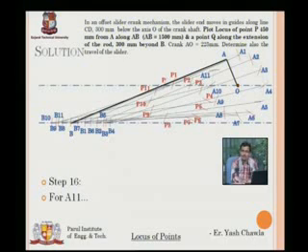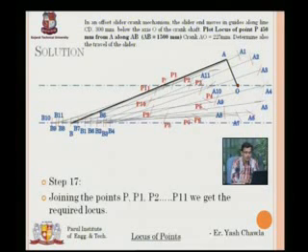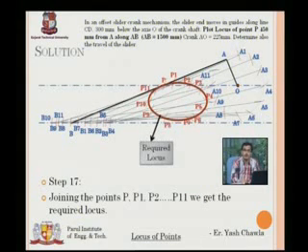So again I'll draw a smooth curve which passes through all the points from P1 to P11. Here we go. To get the locus, I'll join the points P1 to P11, and here I have the required locus of this particular question.